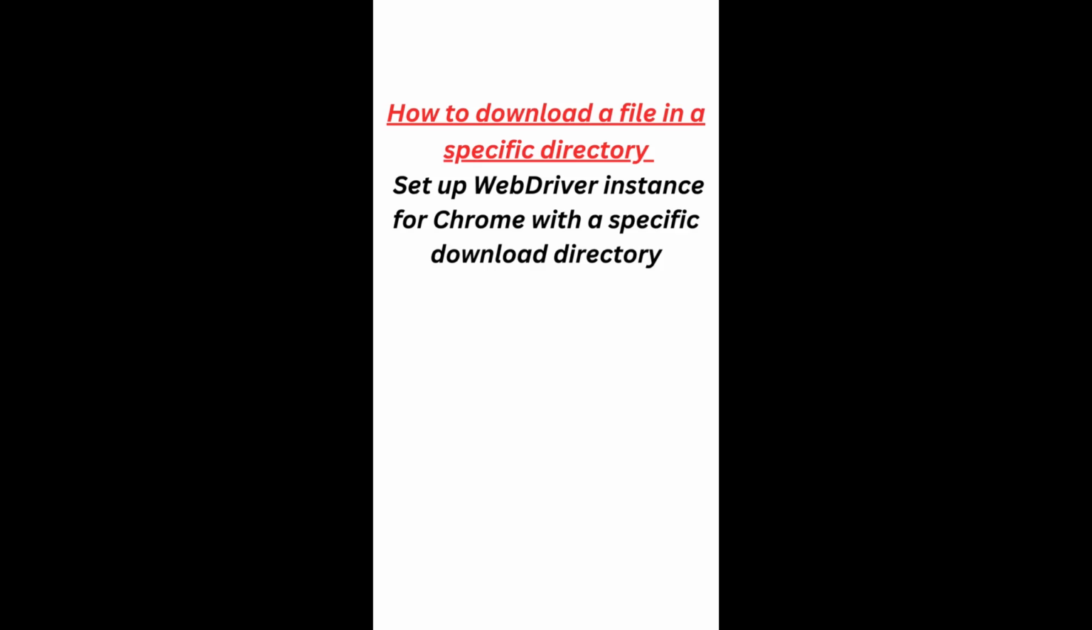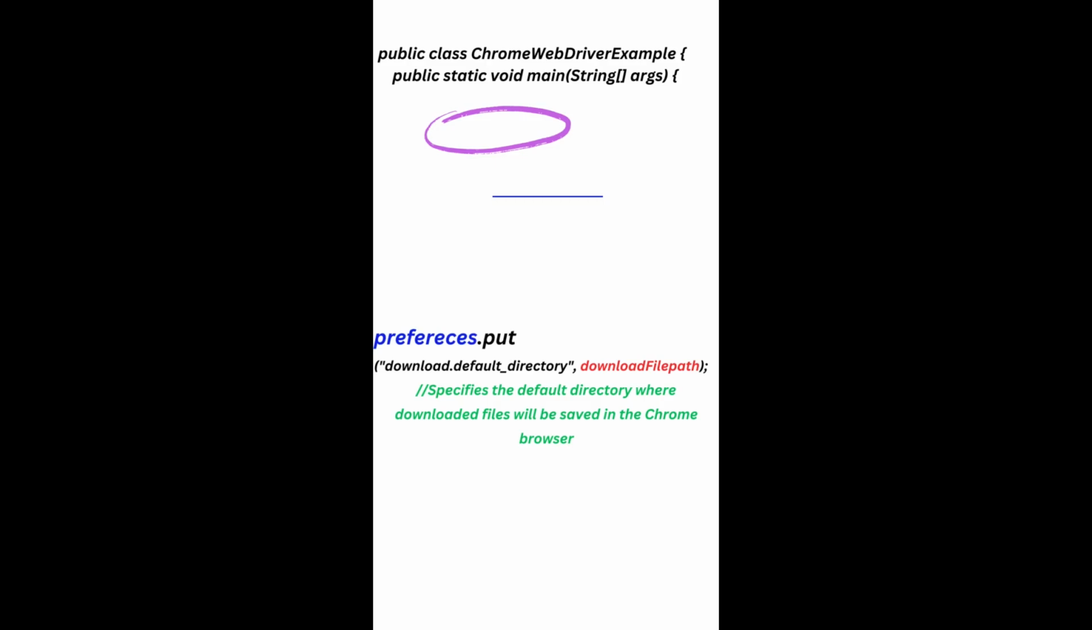How to download a file in a specific directory. To achieve this, we need to set up a WebDriver instance for Chrome with a specific download directory. Let us see the steps. First, define the path where files will be downloaded. Next, create Chrome Options instance.